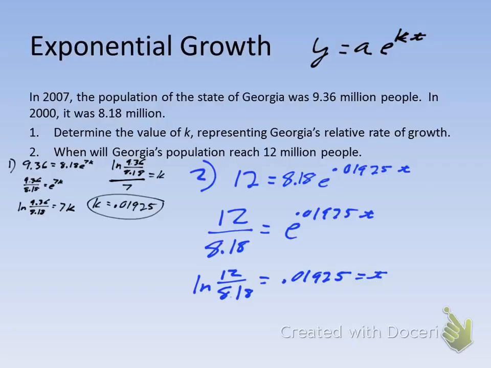Going over here, working backwards with this one: natural log of 12 divided by 8.18, all over 0.01925, equals T, which should be approximately 19.9. That's what I want right there. We all got 19.9.